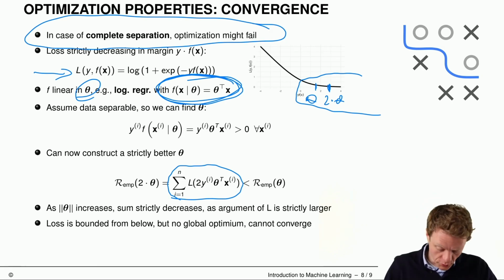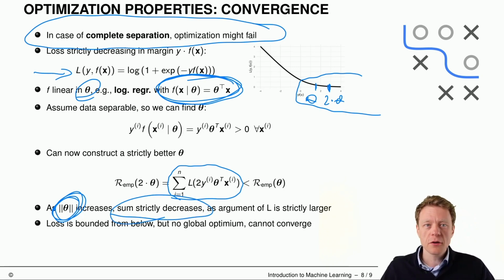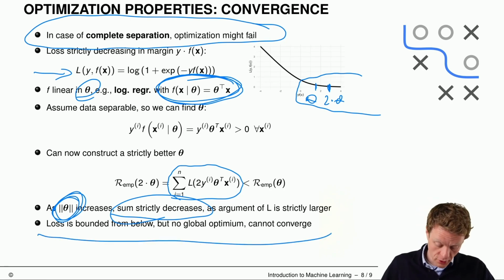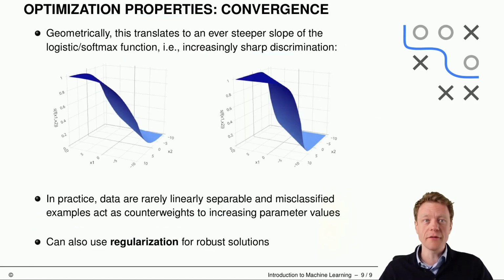So if we just increase the length of theta, the sum strictly decreases because the argument of L is strictly larger. So this means, as the loss is bounded from below, we have no global optimum and it cannot converge. So we just keep increasing theta again and again and again, and we never converge at any point. This doesn't happen too often, though. Perhaps in practice it's not really a problem, but I've seen this, so it's also not never a problem.